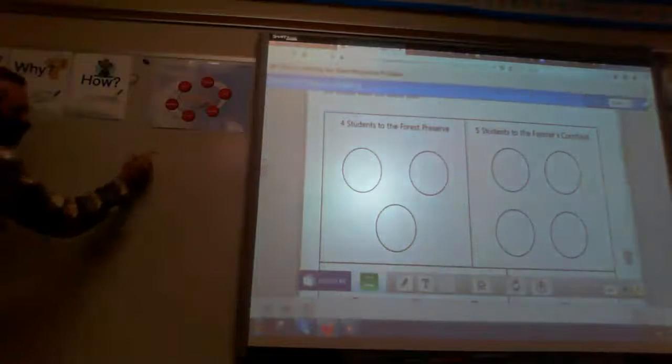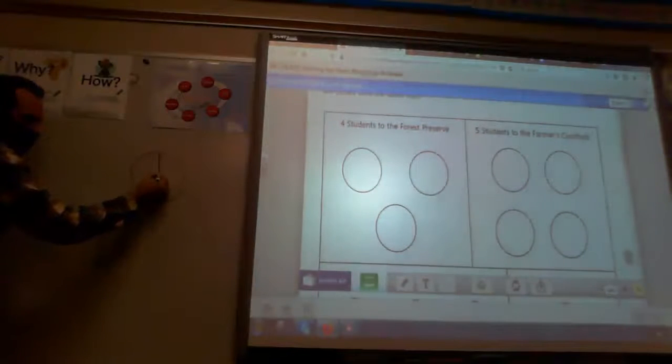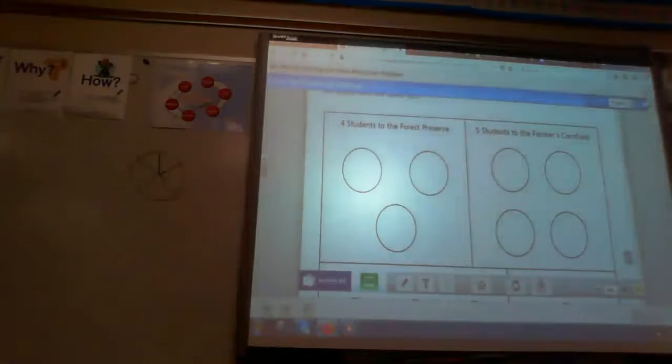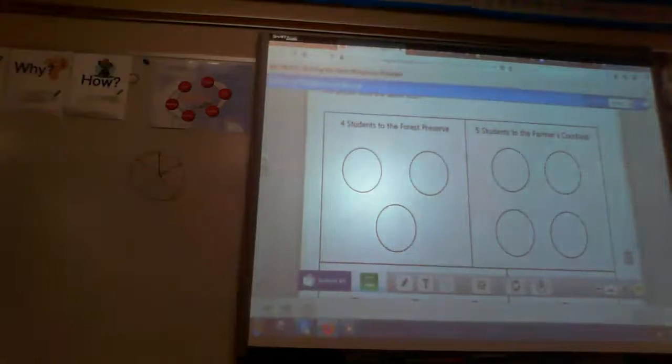Here we go. In your circle, it kind of looks like a star. And it doesn't matter if they're perfect. 1, 2, 3, 4, 5 pieces. See that? All right, very good.